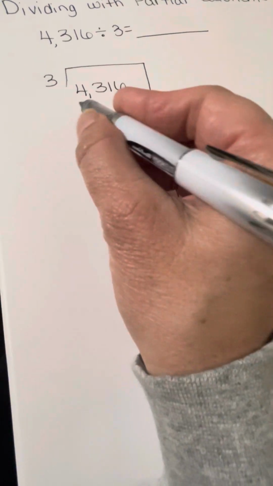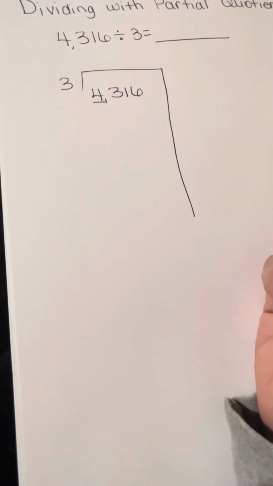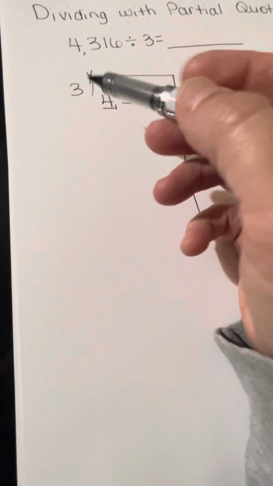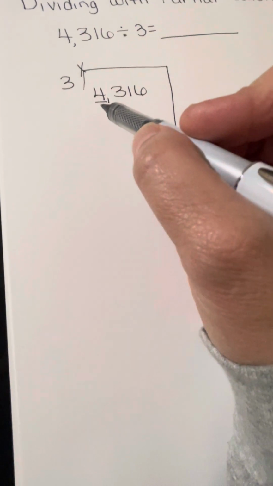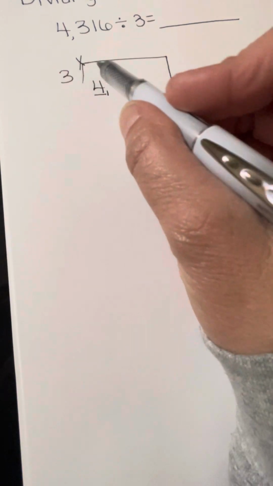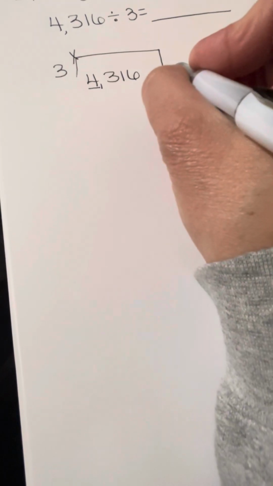So we are going to look at the first place, which is the greatest place value. Right now that's in the thousands place. So you're going to ask yourself, is 4 a multiple of 3? No. But what could we multiply? What other fact could we multiply times 3 that would get us very close to 4 without going over? And that would be 1.